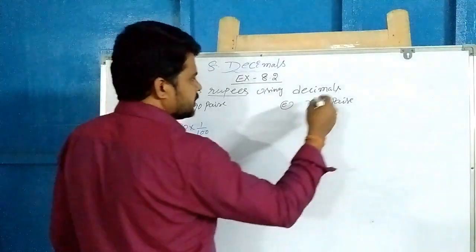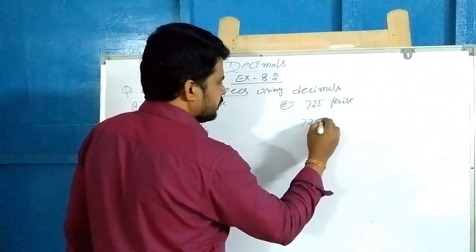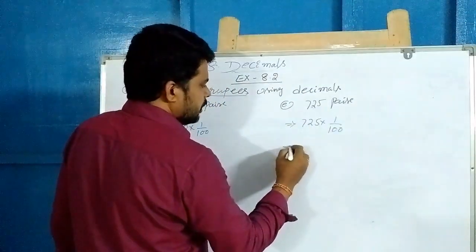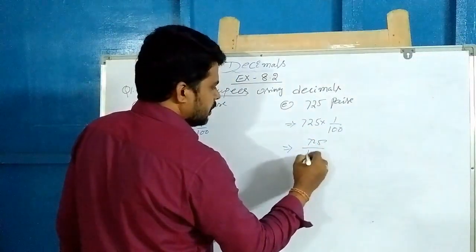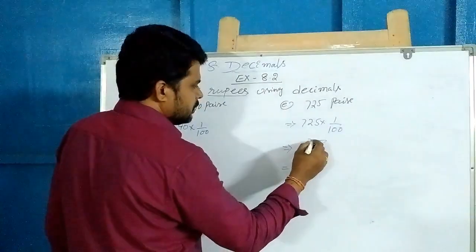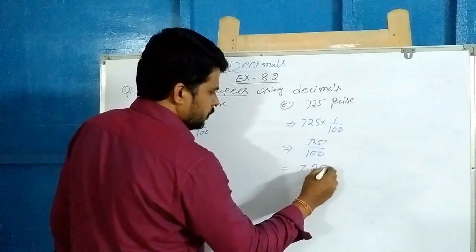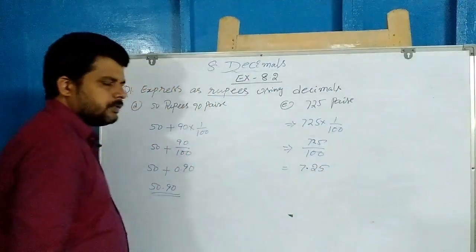725 paise converted into rupees. So 725 into 1 by 100, that means 725 by 100. So 725 by 100 converted into decimal is 7.25. 7 rupees 25 paise.